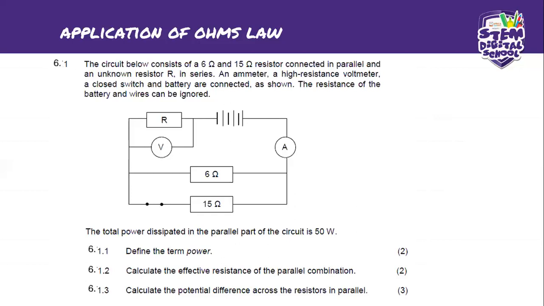And then 6.1.3 says calculate the potential difference across resistors in parallel. So you guys understand what potential difference is, right? Potential difference is the same as voltage. Then they might as well have said calculate the voltage across the resistors in parallel.